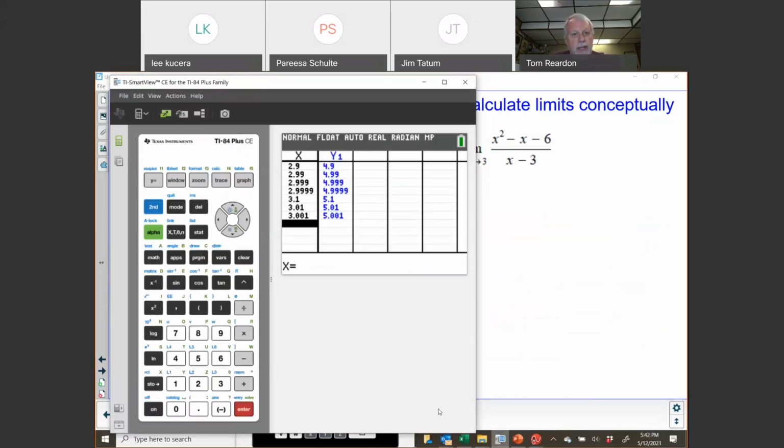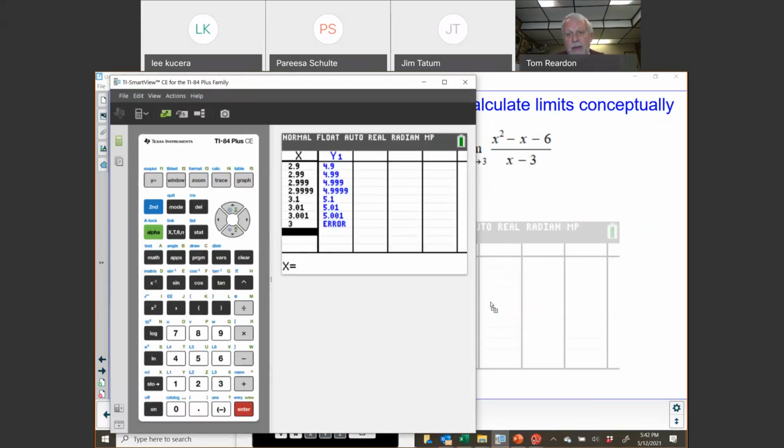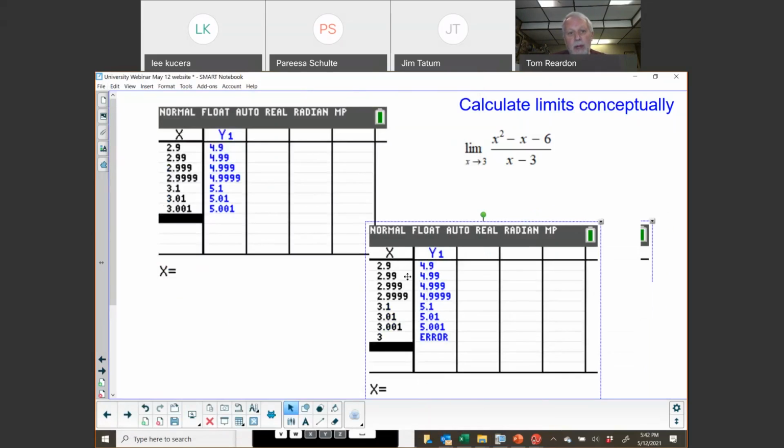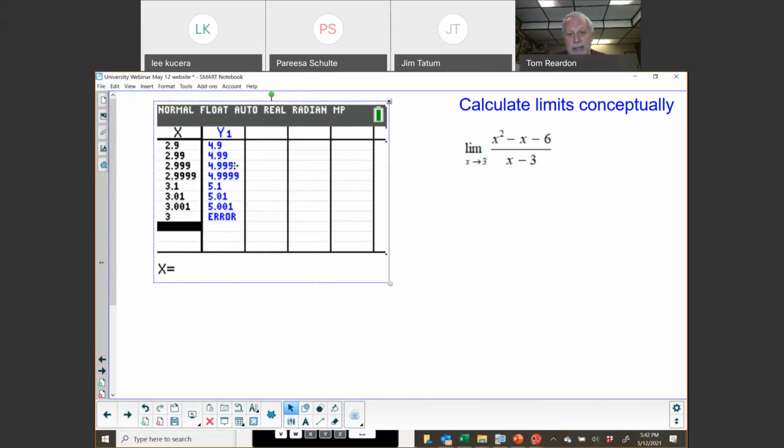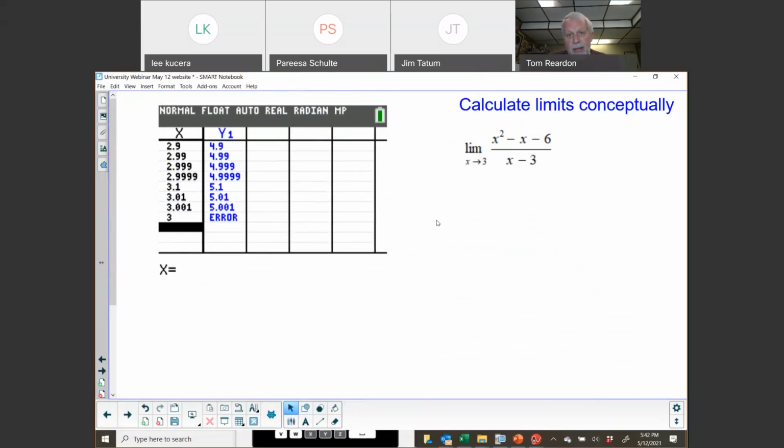In fact, if I try to substitute 3 for x, notice I get an error because it is undefined there, okay? So the value doesn't exist there at 3, but the limit does, okay? And so I would want my students to be able to see that conceptually. I'd like them also to be able to see it graphically.